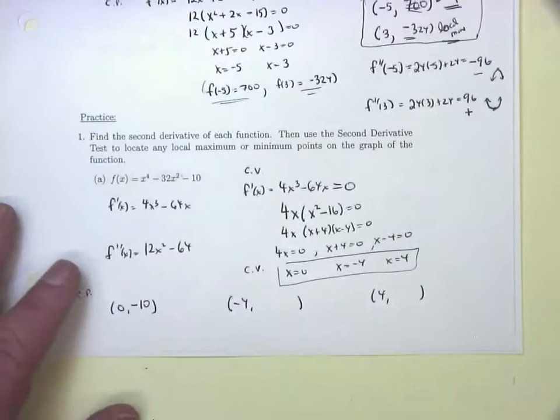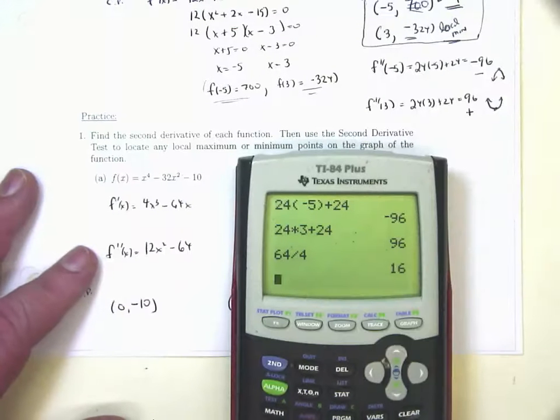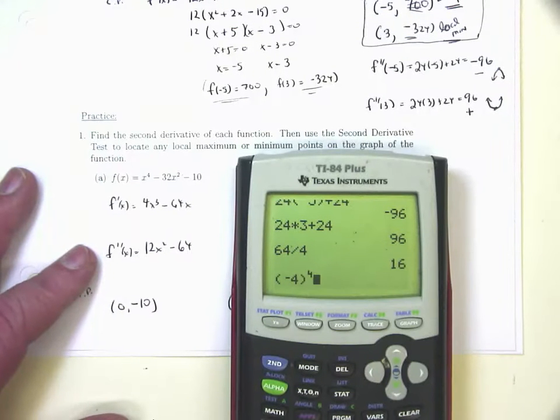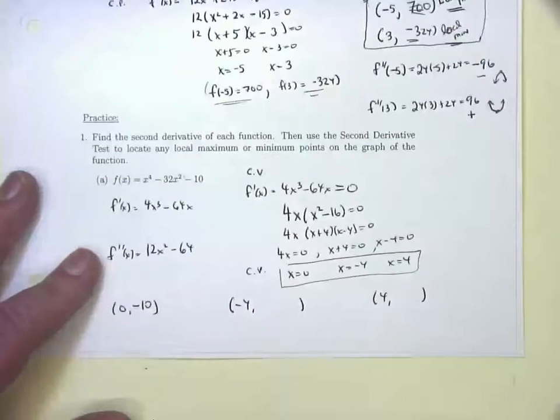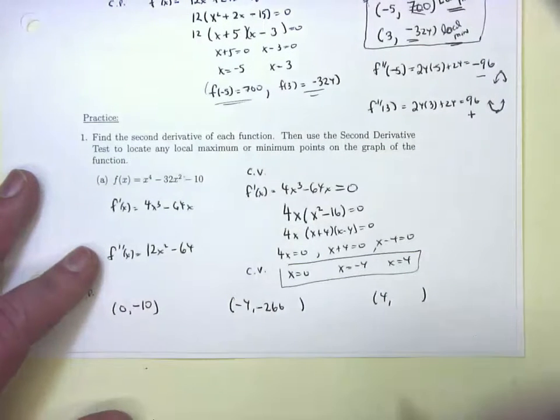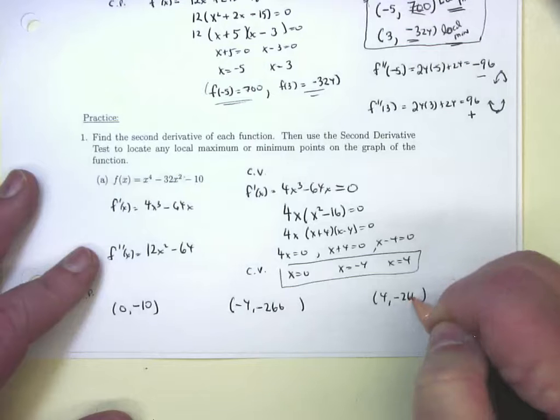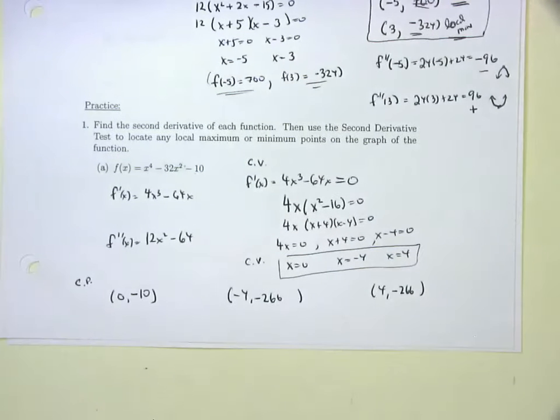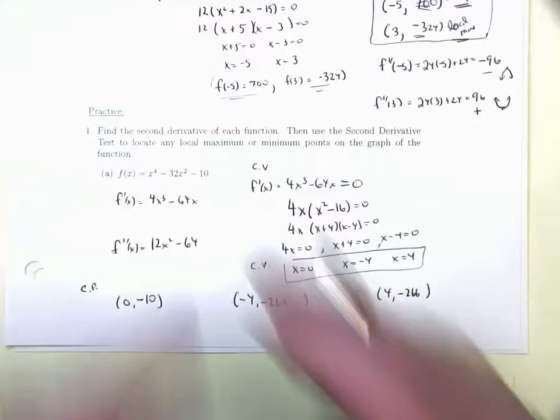Plugging in negative 4, that'll be negative 4 to the 4th, minus 32 times negative 4 squared, minus 10. That gives me negative 266. And plugging in positive 4 gives me the same negative 266, by the way. Does that make sense? I literally plugged into the original function to get these.